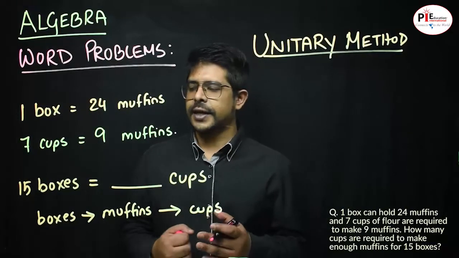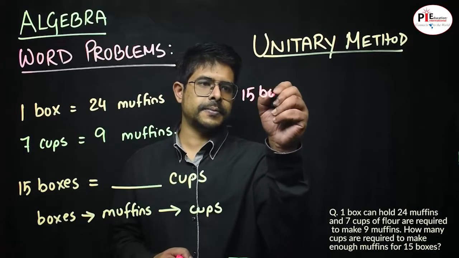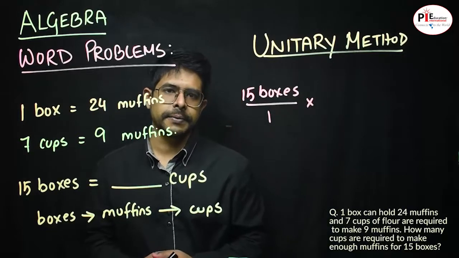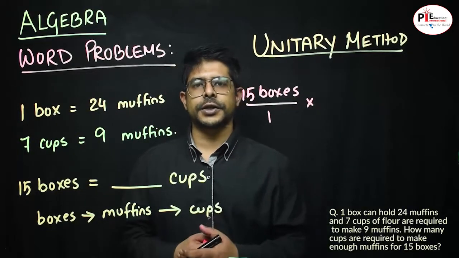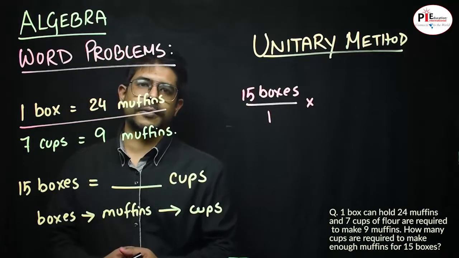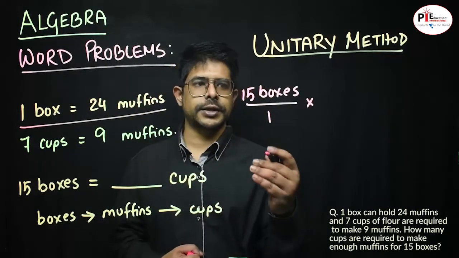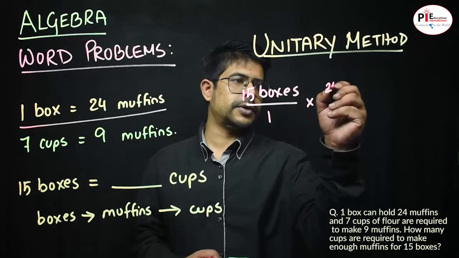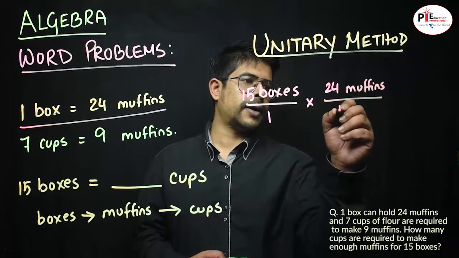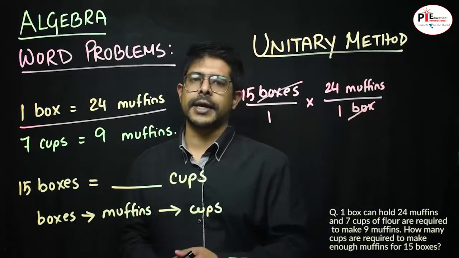So first things first, let's just write down what we need. We need 15 boxes. And then we are converting them to muffins. So what is the conversion of muffins to boxes? 1 box equals 24 muffins. So if we want to cancel out boxes, we have to put box at the denominator and muffins on top. So it will be 24 muffins divided by 1 box. And from here, the box unit can be cancelled out.